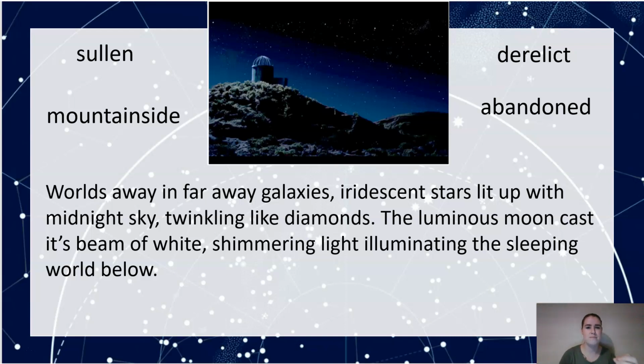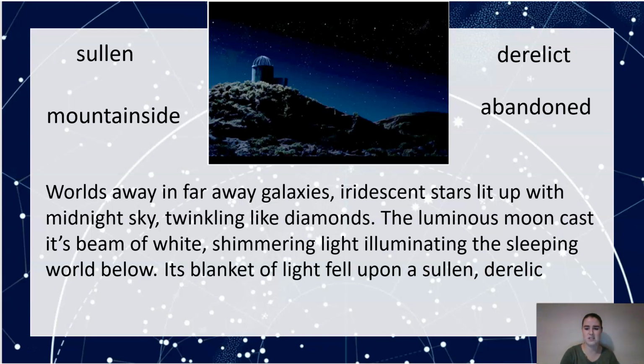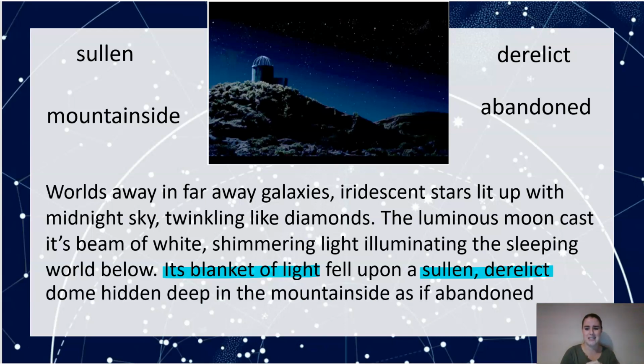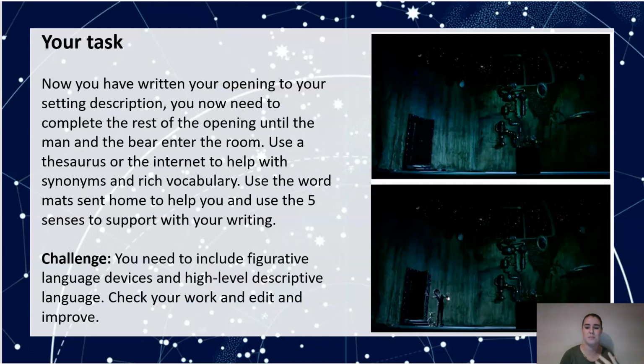So now I'm going to start writing about that moonbeam and how it's going to fall across this dome. So its blanket of light fell upon a sullen derelict. So I've got blanket of light. I've got a metaphor there because it's blanketing, it's covering this building it's about to cross on. But I'm describing this building as being sullen and derelict, another expanded noun phrase. But I've gone from happy and peaceful, and shimmering light and bright stars, to sullen and derelict. I've changed the atmosphere here. It's getting a bit dark and twisting. Dome hidden deep in the mountainside, as if abandoned and forgotten. So here we've got hidden deep in the mountainside. So now it's got a dark secret. So now we're getting more creepy and it's abandoned.